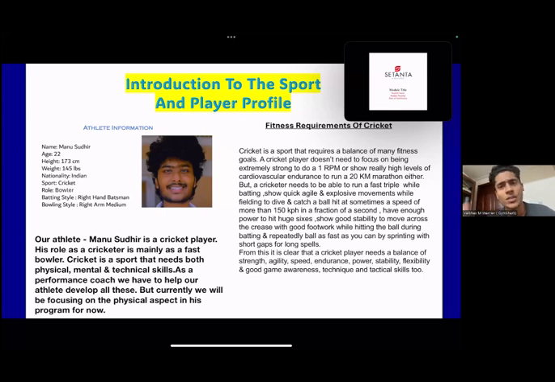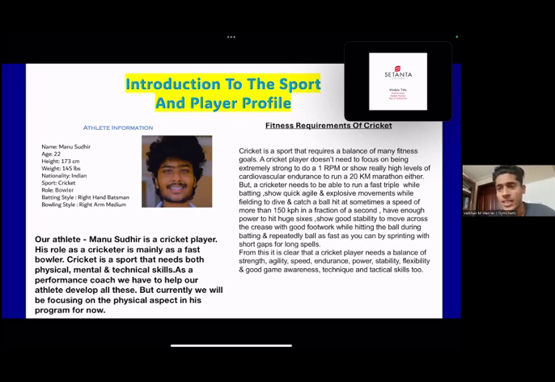My athlete Manu Sudhir is a cricket player who is focusing on fast bowling. So the basic fitness requirements of cricket is a balance of many fitness goals. We do not need to have a lot of explosive power, a lot of absolute strength, or a lot of local muscular endurance or cardiovascular endurance. What we need is a balance of many fitness goals.